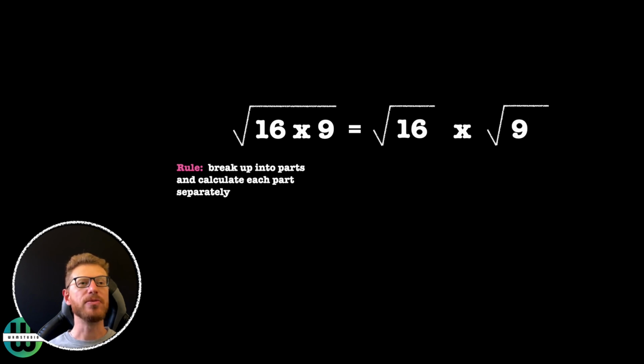So now I'm going to do the root of 16 is 4. And I still got my times. And the root of 9 is 3, which will give me an answer of 12. 4 times 3 equals 12.